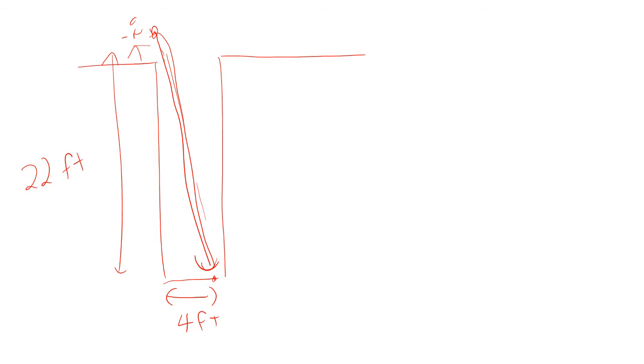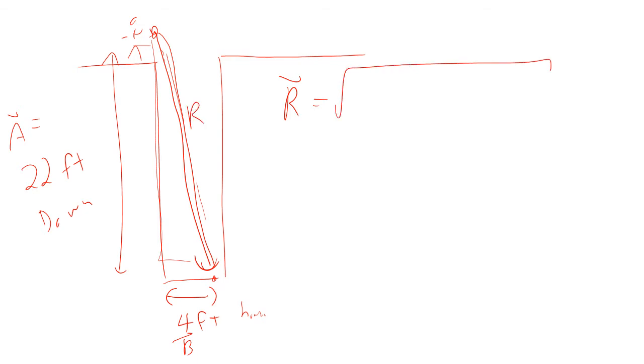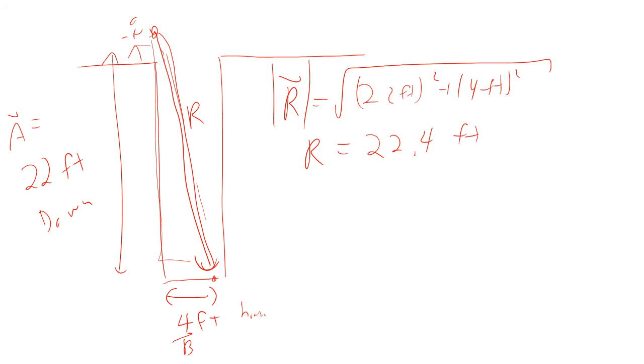Once again, this is a right angle sort of thing, so we can find the magnitude of it. We can say vector A is 22 feet down, and vector B is going to be 4 feet to the side. So that's horizontal. And so the R right here, Pythagorean theorem once again, the square root of 22 feet squared plus 4 feet squared. So the magnitude of R is going to be 22.4 feet. Now, what about direction?